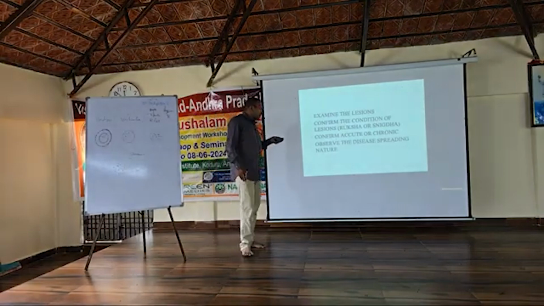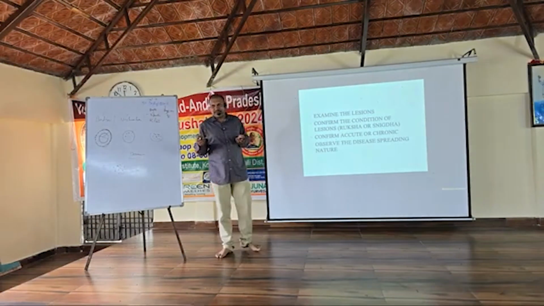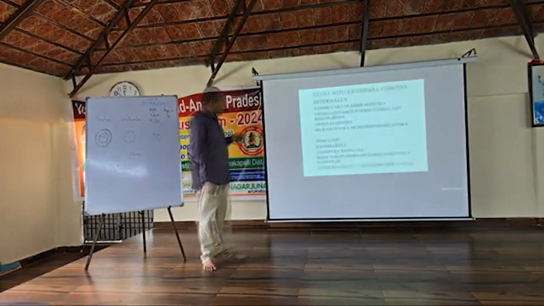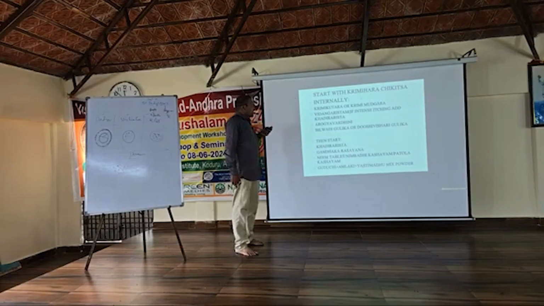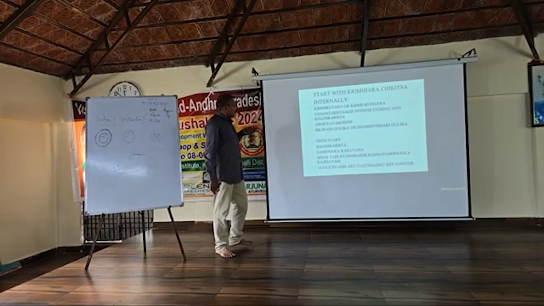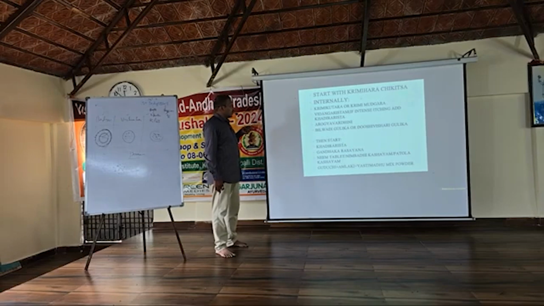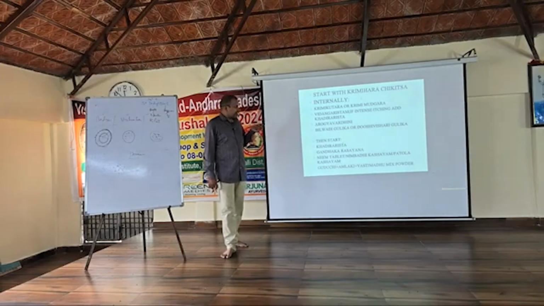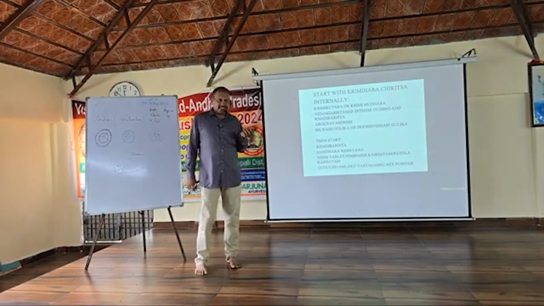Then observe the disease spreading nature, whether it is fast spreading or slow spreading. Then start with Krimihara Chikitsa. Internally you have to give Krimikutara Rasa or Krimimudgara Rasa along with Vidangarista. If intense itching is present, add Kadirarista also.